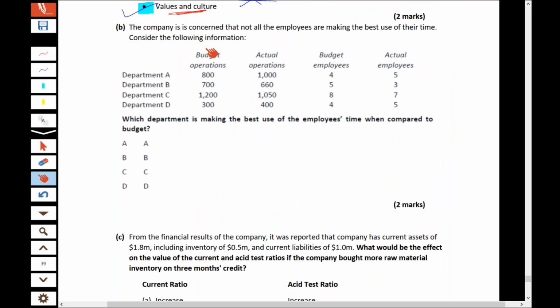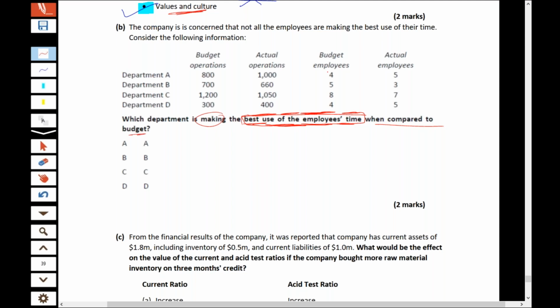Okay, we have to read the requirement first. Which department is making the best use of employees' time when compared to the budget? Best use of the employees' time when compared to the budget.